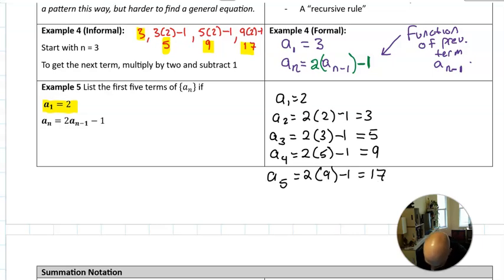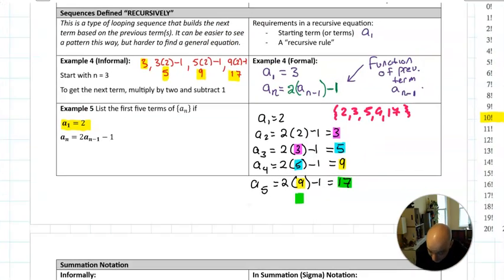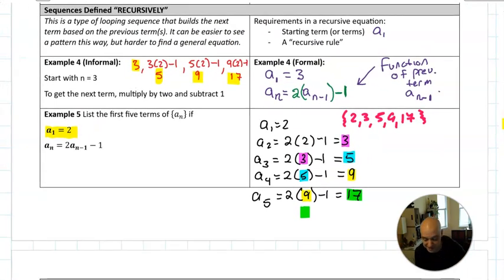So if we look at the terms, here we used 3 in that. Here we used 5 in there. Here we used 9 in there. And if we were to keep going, we would use 17 in the next definition to find the 6th term. We kind of got the same terms, but notice it's not the same sequence. This is the sequence that goes 2, 3, 5, 9, 17. So it starts in a different spot and has different numbers. Changing the starting term changes how the sequence goes, which is why in any recursive equation, it's not good enough to just state the recursive rule. You also have to state the starting term.